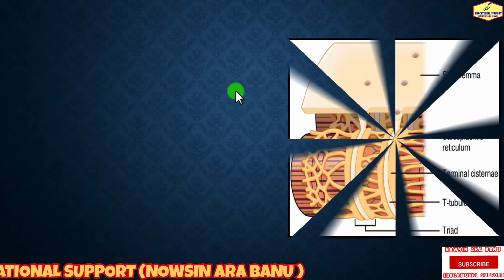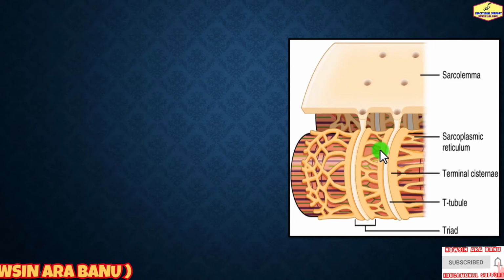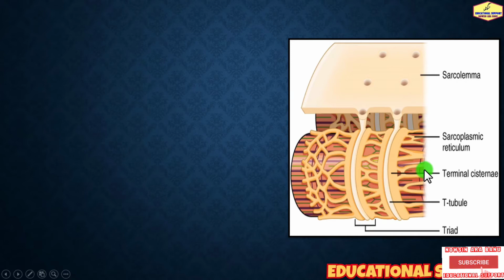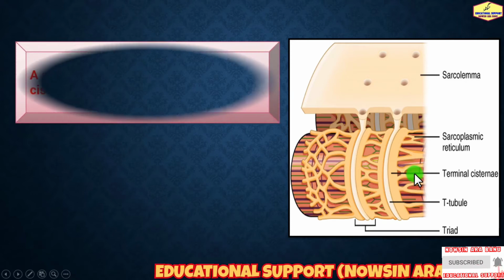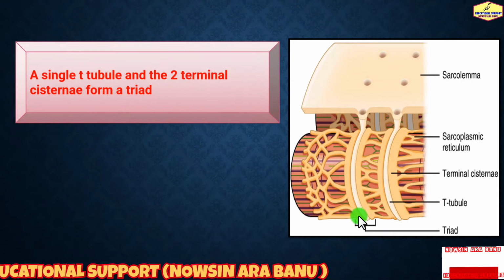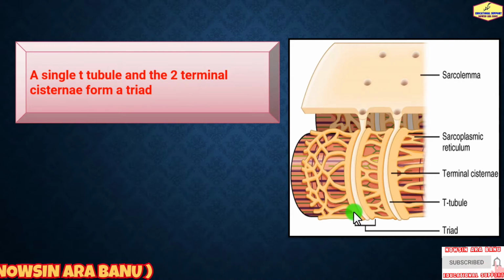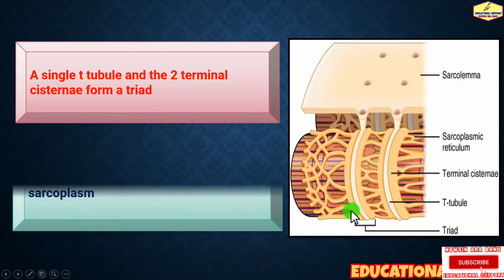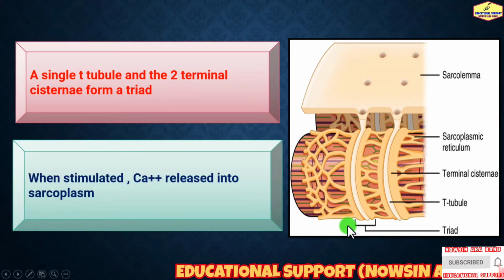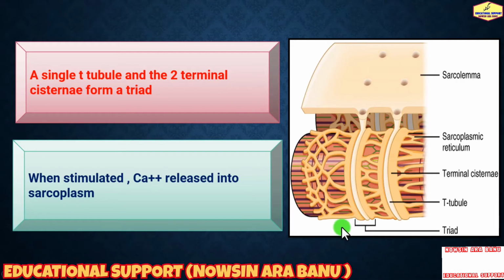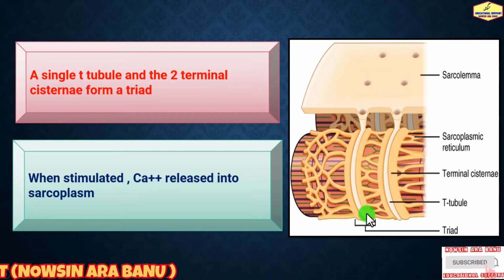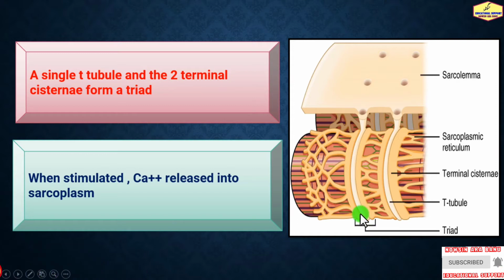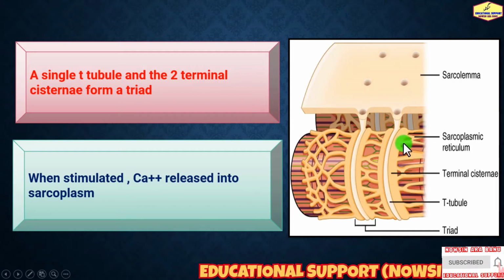So sarcoplasmic reticulum, a single T tubule and the terminal cisternae form a triad. So when muscle is not contracting, sarcoplasmic reticulum stores calcium ions. So the sarcoplasmic membrane has calcium ion pumps that function to pump calcium ions out of the sarcoplasm back into the sarcoplasmic reticulum after contraction.